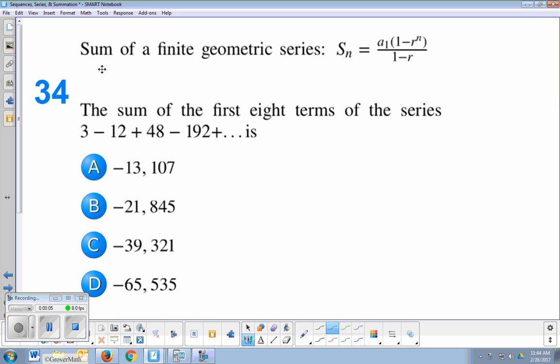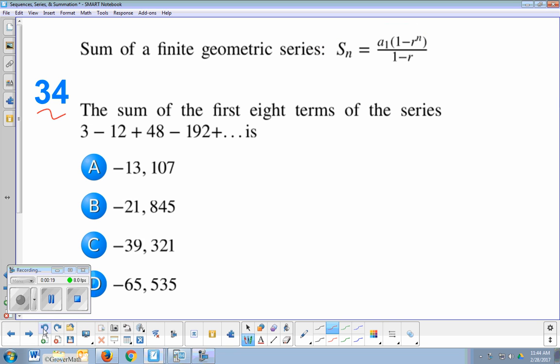So this says number 38 because for this chapter I just have a continuous file going, but we're starting off with number 1 here. The sum of a finite geometric series, and we're given this formula, and you are given this formula on your reference sheet on the State Regents exam. So it's not one you need to memorize, but it is an important formula.